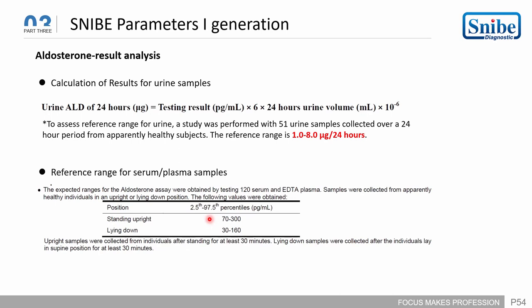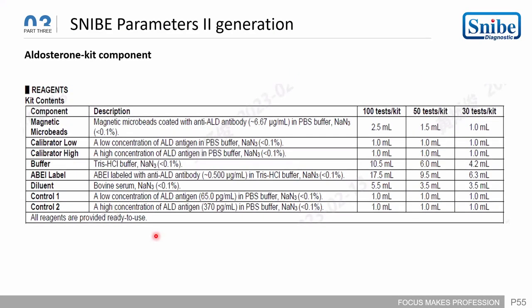So the upright samples were collected from the individual after standing at least 30 minutes. The lying down samples were collected after the individual lay in the supine position for at least 30 minutes. So collection of both position samples depends upon the person staying in that position for 30 minutes. After that 30 minutes, you can collect the sample and mark it as lying down or standing upright position. So this is the aldosterone kit.